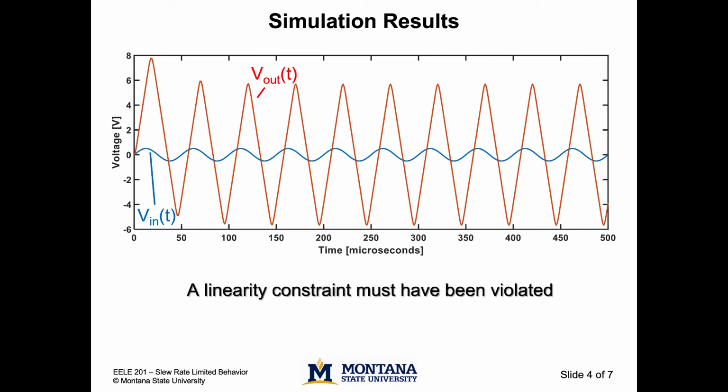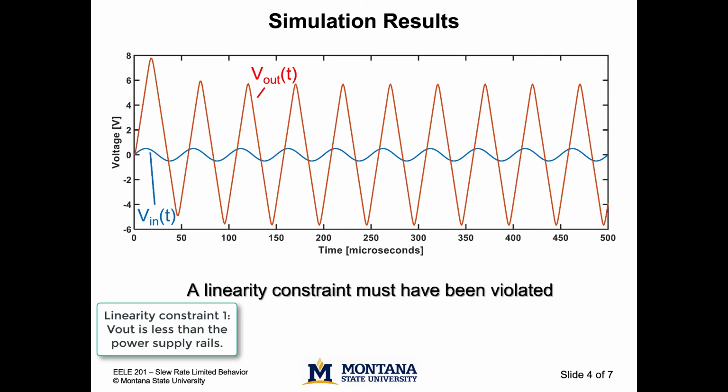What this seems to suggest to us is that one of the linearity constraints must have been violated. Now remember, there are 3 linearity constraints. One is output voltage saturation. We need to make sure that the output voltage does not exceed or attempt to exceed the power supply rails. Now the power supply rails were set at plus and minus 15 volts. Our desired output was only plus minus 10 volts, so output voltage saturation should not be a problem.